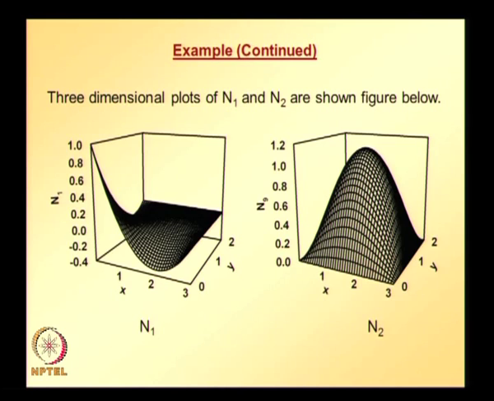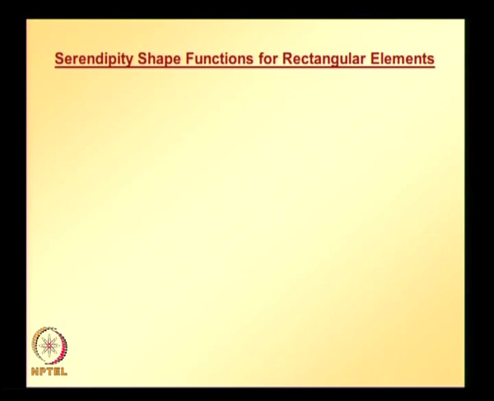So, these are the elements for which we can adopt Lagrange interpolation formula to derive the shape functions, but there are some other elements for which we need to adopt some other procedure. Those set of elements are called serendipity elements. So, now let us look at those elements, serendipity shape functions for rectangular elements.